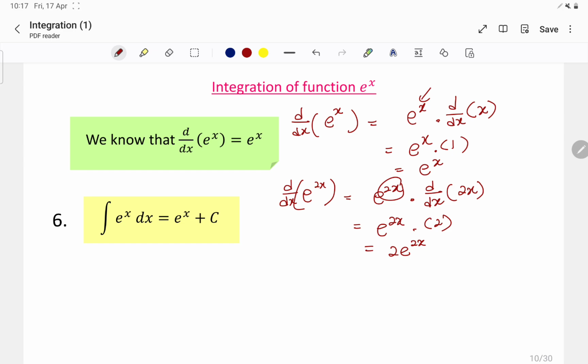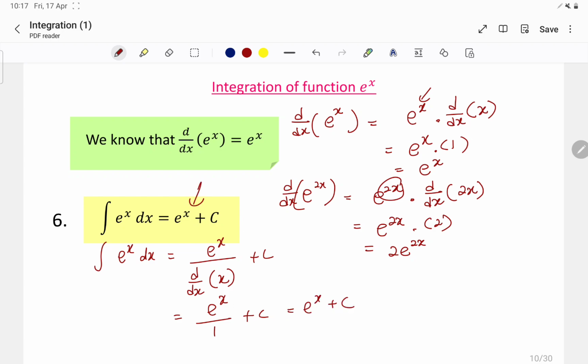Also similar with integration. So the first step is you copy e to the power of x. Okay, and then here, when you want to integrate them, copy e to the power of x, divide with differentiation of the power, which is the power is x, and then plus c. So e to the power of x, differentiate x, you're going to get 1. Then the answer is e^x plus c. So that's why we can do this rule.